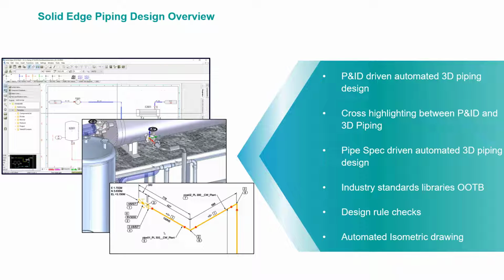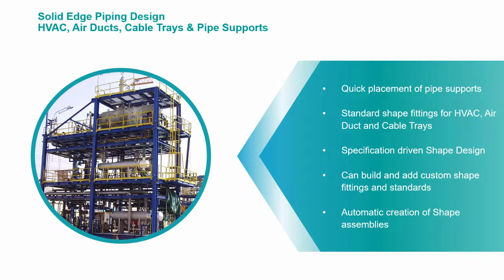There are many other areas other than piping design which are key for any plant design, like HVAC, cable tray, air duct design, pipe support placement. This last area is what we will focus on now. Solid Edge Piping Design has a solution for quick placements for pipe supports, and it does provide the standard shape fittings for HVAC, air duct and cable tray design. It also provides the tools to create standard shape fittings and pipe specifications based on a selected standard, with which we can then design HVAC, air duct or cable tray parts.